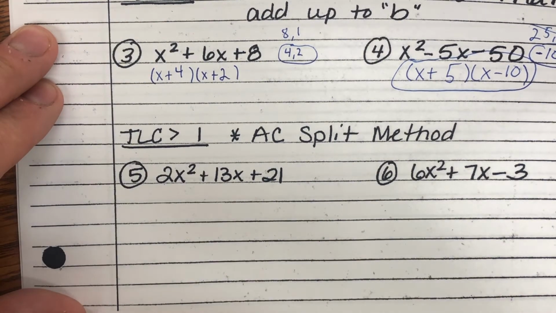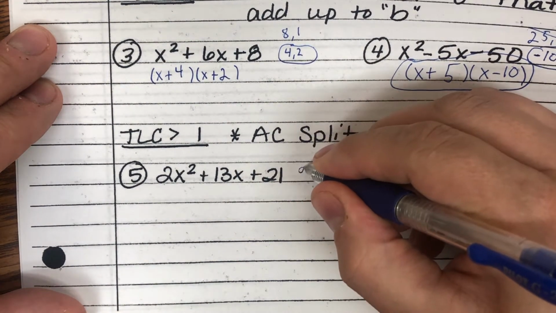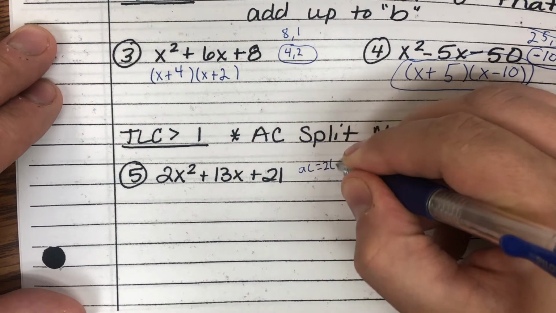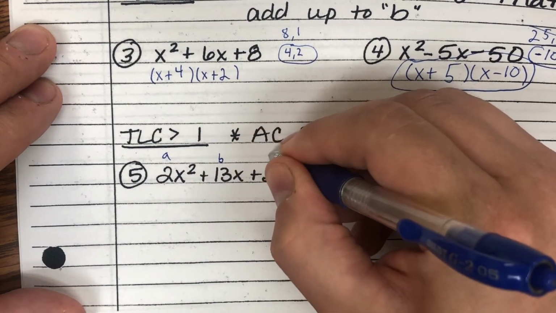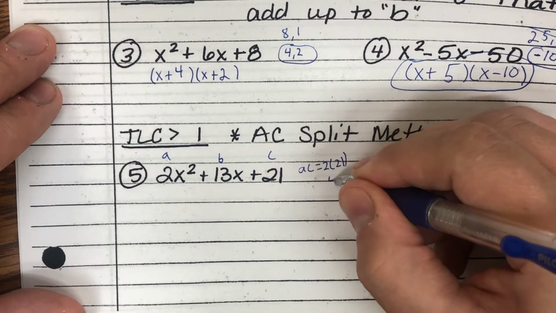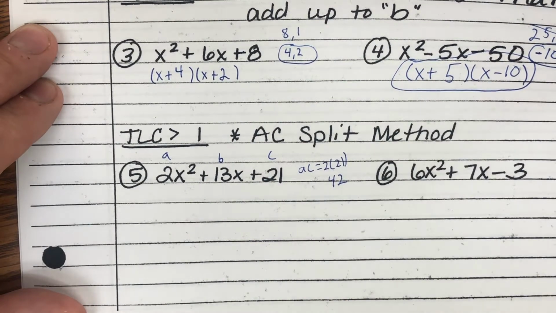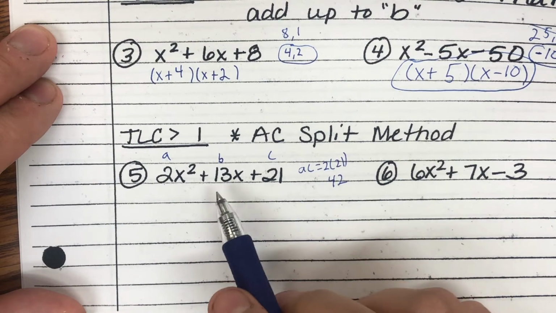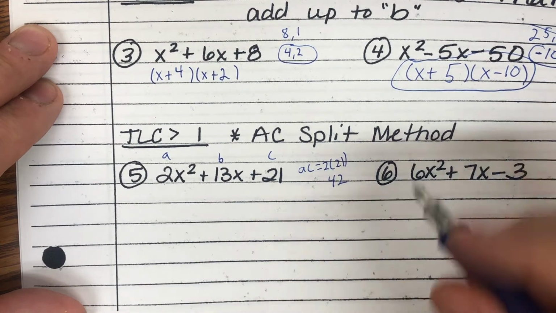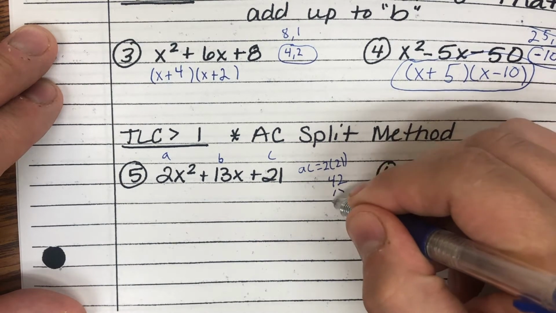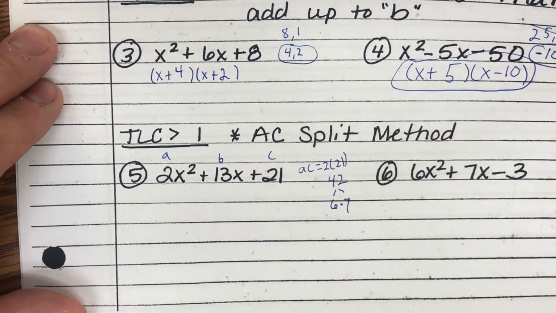2 times 21. 2 times 21 is 42. So AC equals 2 times 21. A, this is B, C, 42. Now we have to find factors of 42 that add up to 13. So what times what is 42? 6 times 7. 6 times 7 is 42, and those add up to 13.